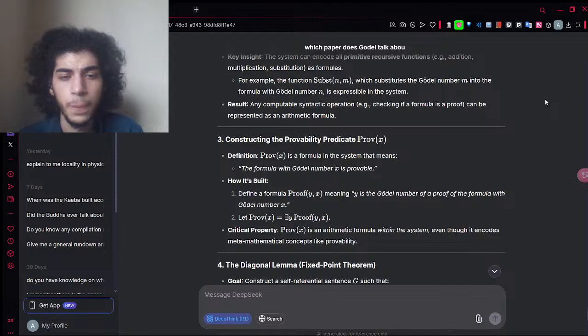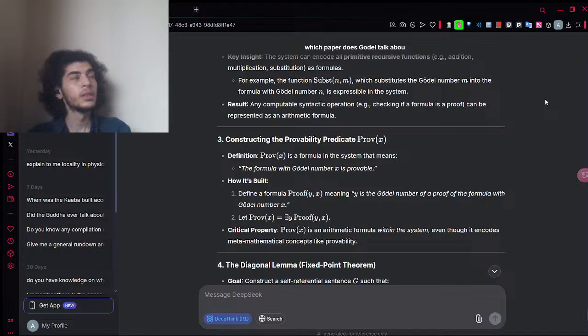Okay, the formula with Gödel number x is provable. The formula with Gödel number x is provable.